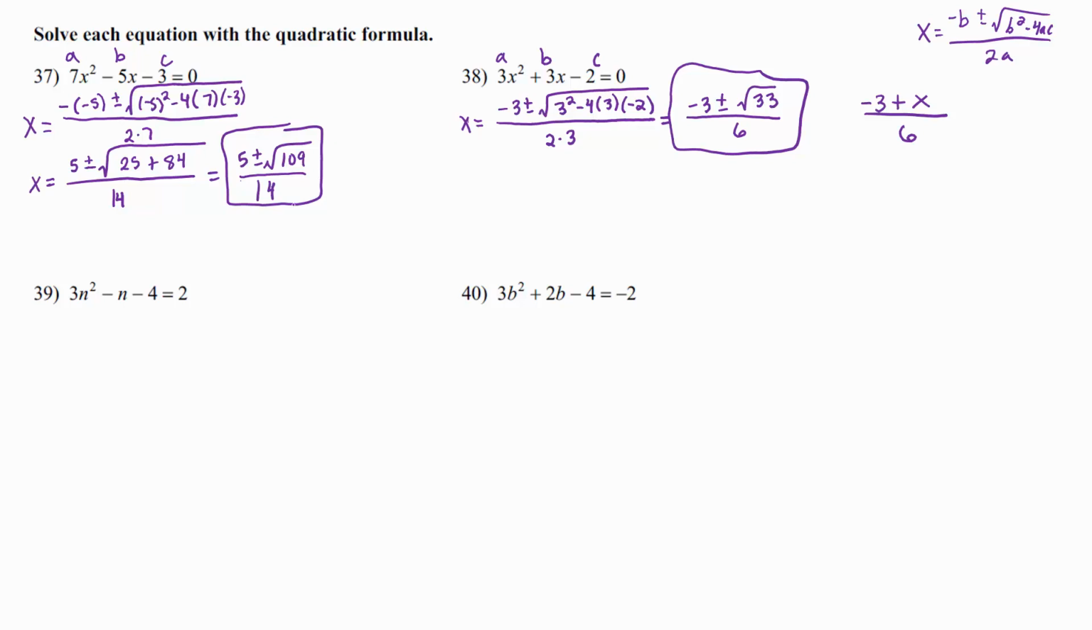On 39 and 40, the added step is to move the number from the right side over before you start. We want this to be ax squared plus bx plus c equals 0. So the fact that it doesn't equal 0 means using the quadratic formula right away will give me an incorrect answer. So now I can label a, b, and c and plug in. I guess this is n equals instead of x equals. It doesn't really make much difference.